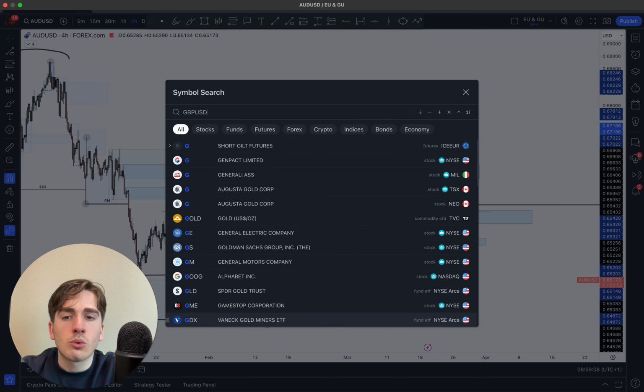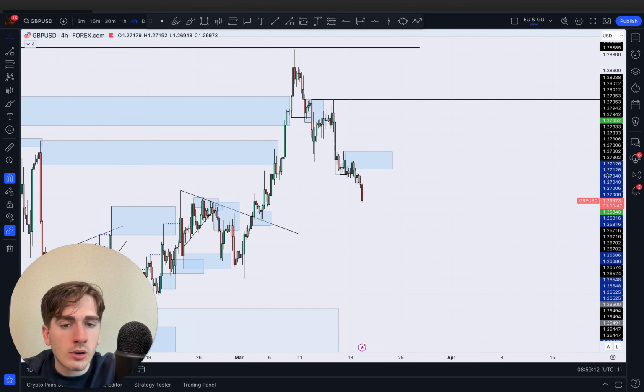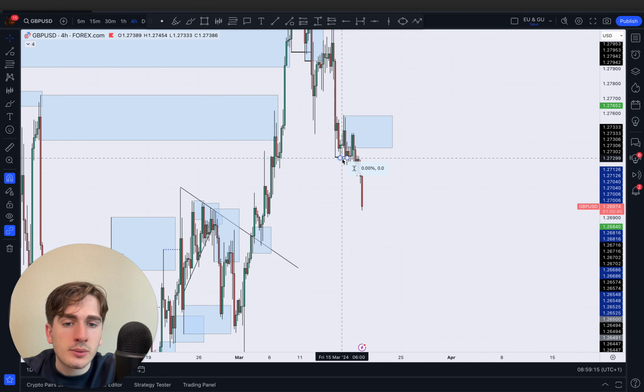Now moving on in towards pound dollar. So pound dollar at the moment is just continuing its journey down lower, also respecting the overall order flow, as we can see, fractal low break, push back up, push back down.